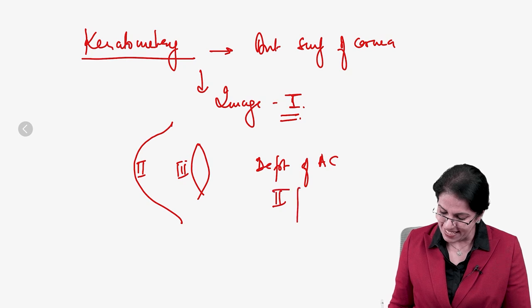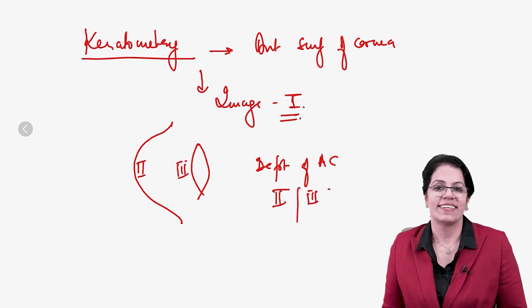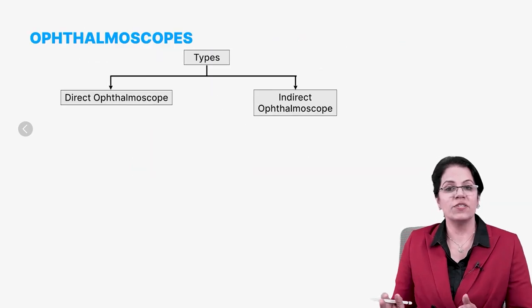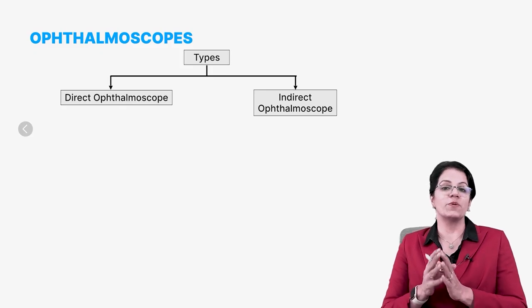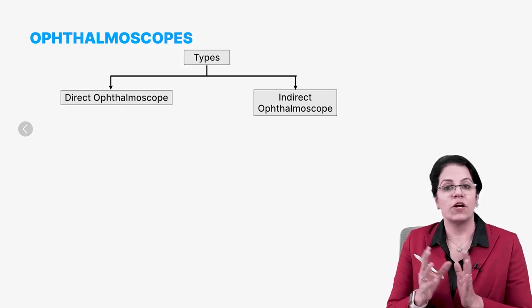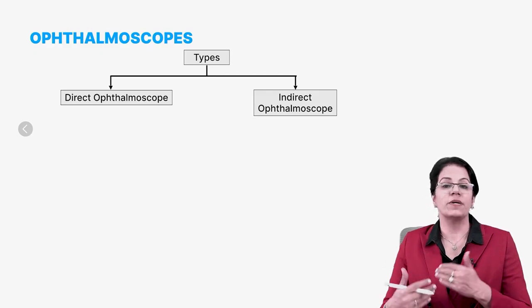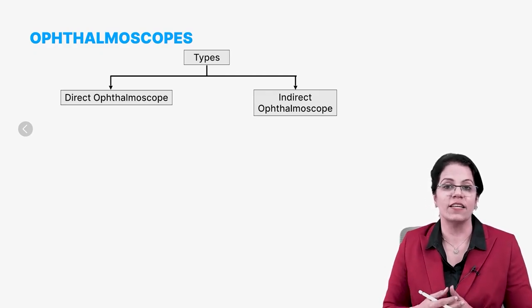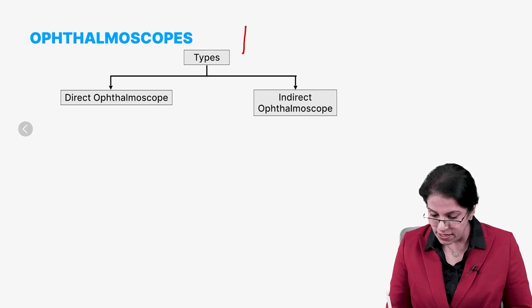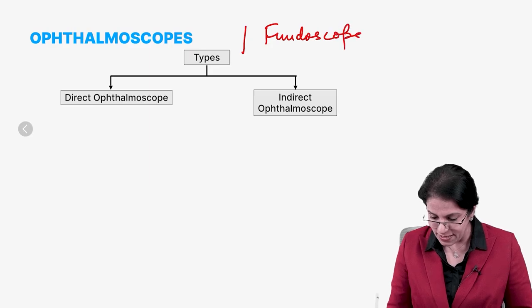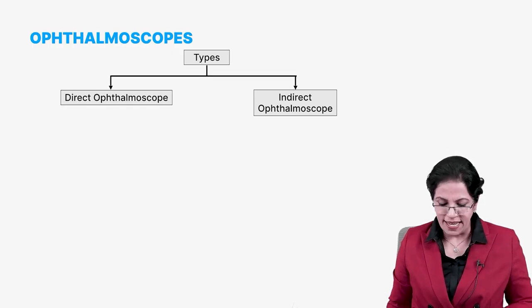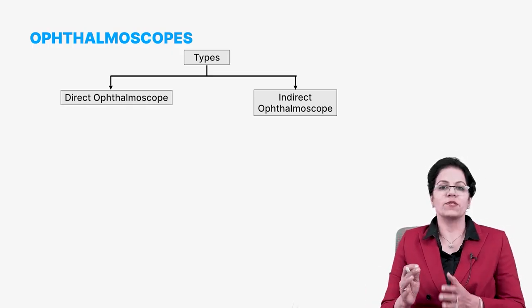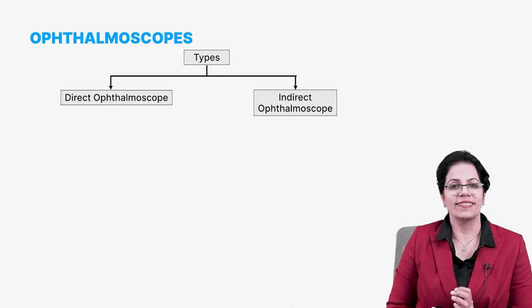I think now the basic is absolutely clear to you all. Next we talk about ophthalmoscopes. So what are the types of ophthalmoscopes that you know? We all know what is an ophthalmoscope. Instrument to examine the retina. That is an ophthalmoscope. We also call it fundoscope. So we next talk about direct and indirect ophthalmoscope.